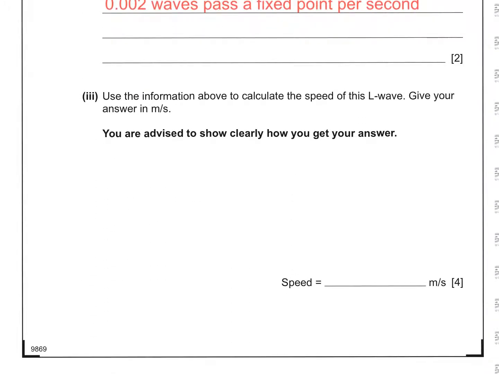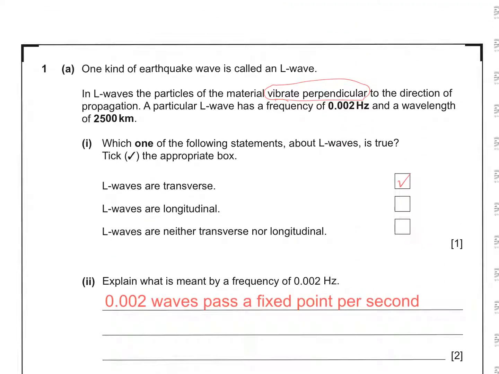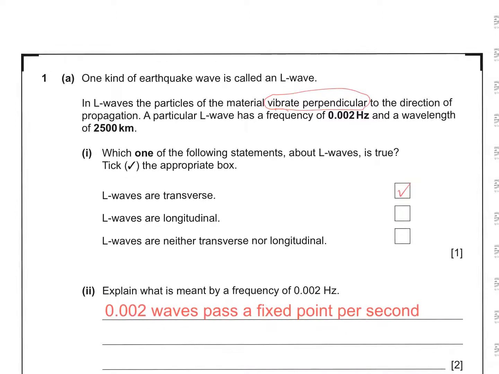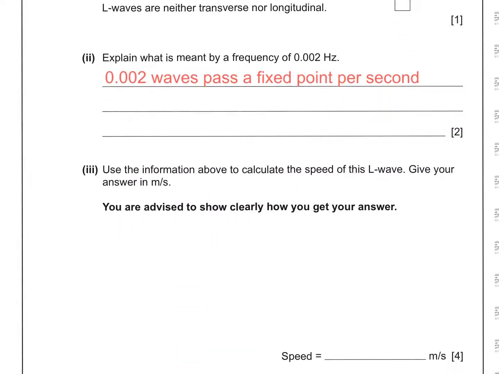Use the information above to calculate the speed of this L wave and give your answer in meters per second. Well, we're given two bits of information. Above we're given a frequency and a wavelength. So we're told both of these. So frequency 0.002, wavelength of 2500 kilometers.